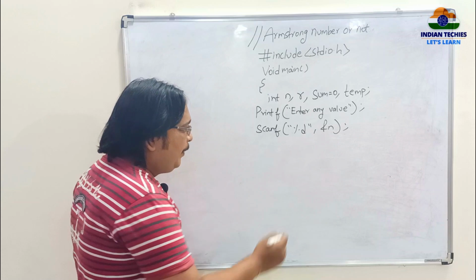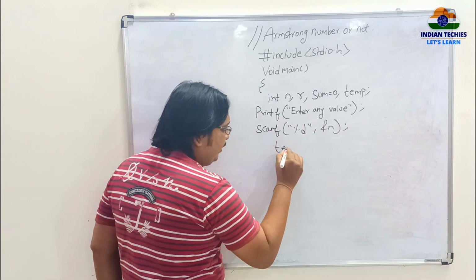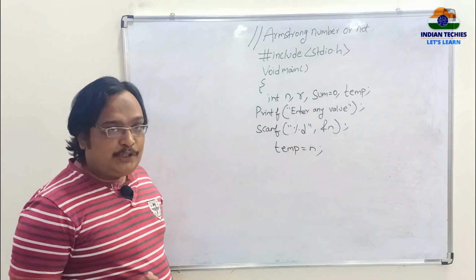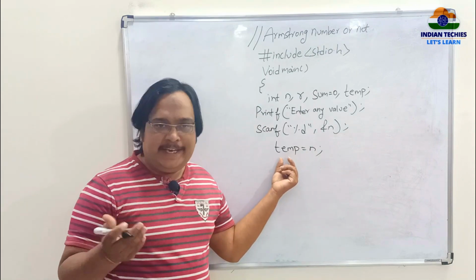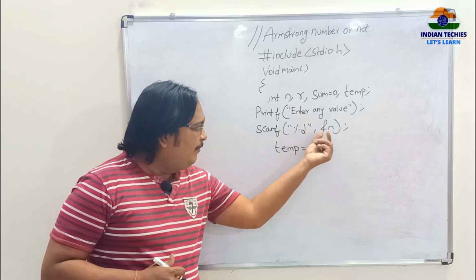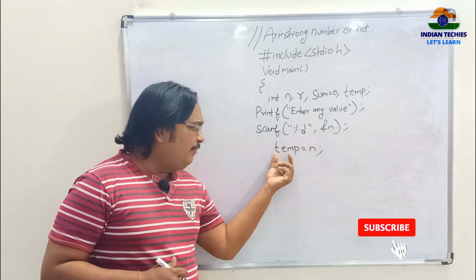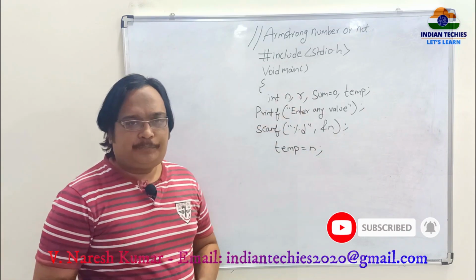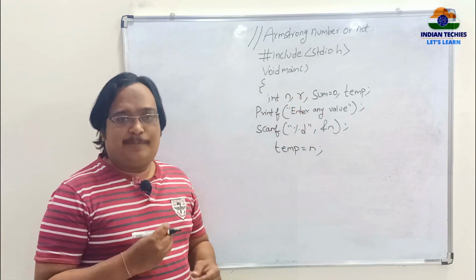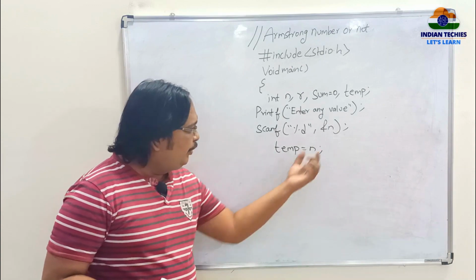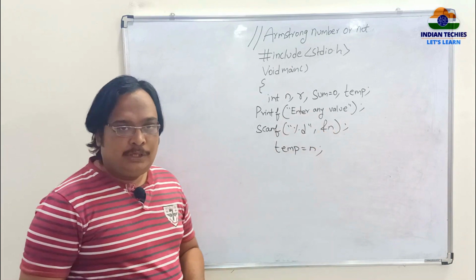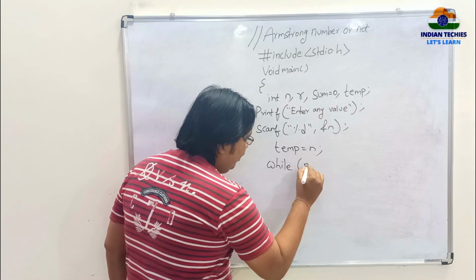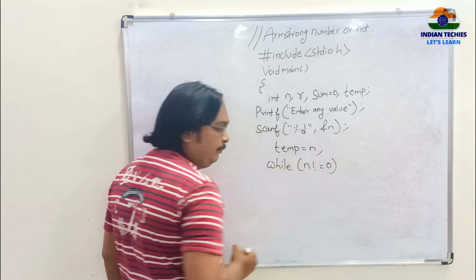Now the given input is stored in a variable called n. Now I am copying this same value into another temporary variable, that is temp = n. Since I have stored it temporarily, I kept the name as temp. You can keep any name of your wish. Now, as per the logic, you have to repeat this loop until your given n value becomes 0. That's why the while condition would be while (n != 0).